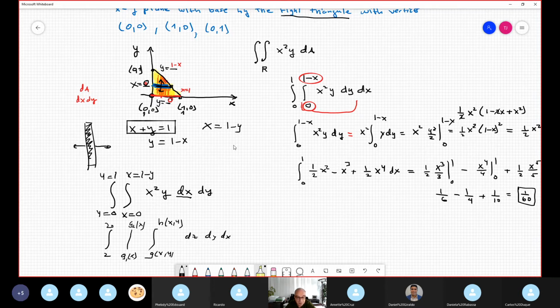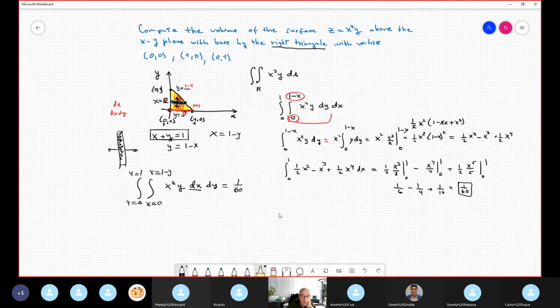Exactly the same happens here. Forget about this for a moment. We have no time to see everything, but I try to anticipate this idea. When the limit is a variable, suppose you integrate with respect to x, the limit is dependent on y. Guys, I don't want to waste time. The answer is the same, 1/60. But I want to explain. Okay, now listen to me.